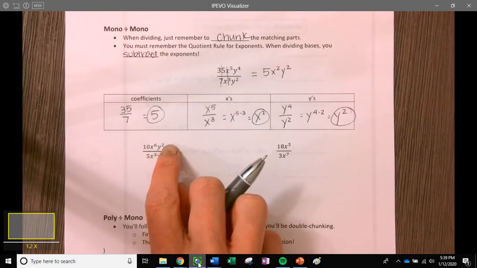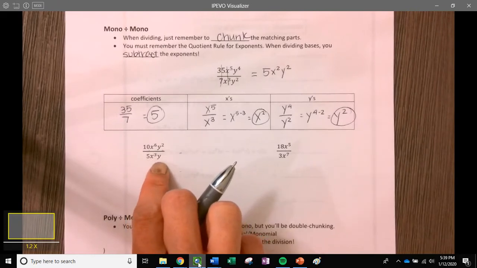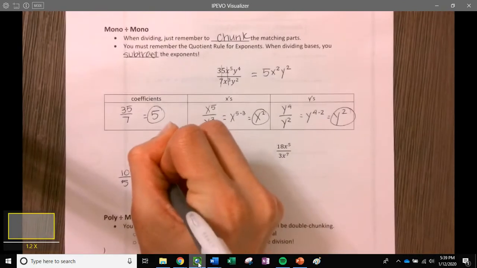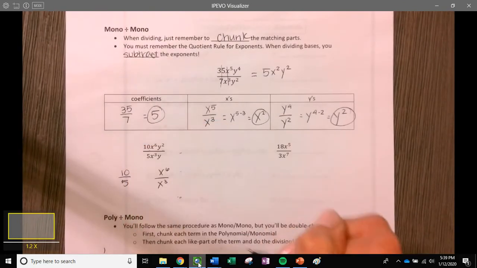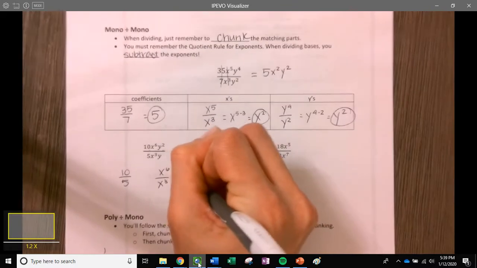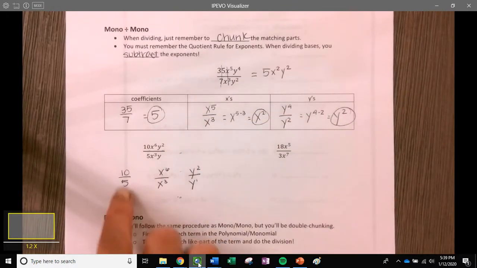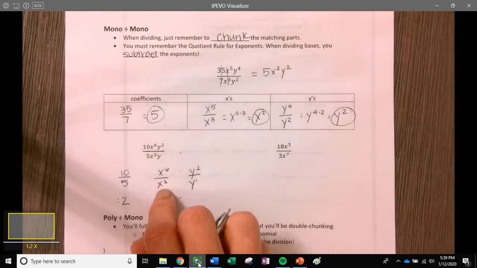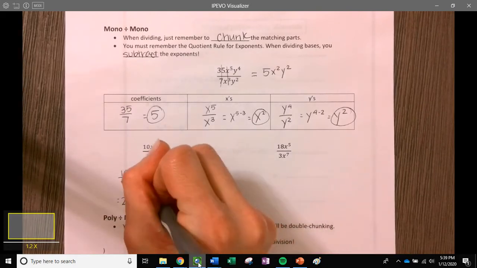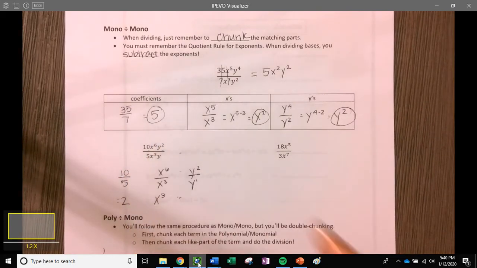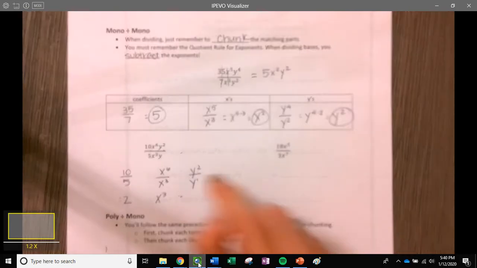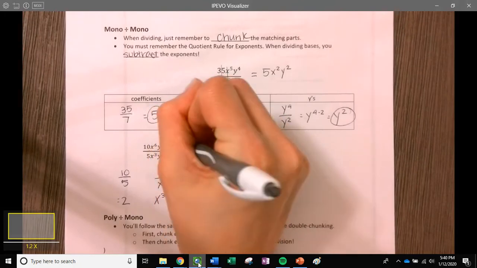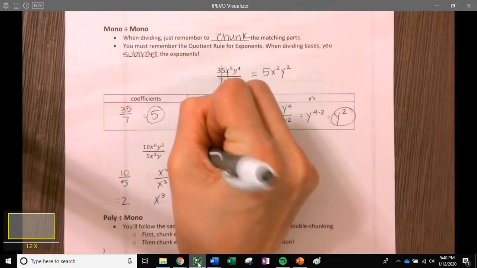10x to the 6th y squared divided by 5x cubed y. So let's chunk the parts. 10 divided by 5, x to the 6th divided by x to the 3rd, and y squared divided by y, or y to the 1st. So 10 divided by 5 gives me 2. X to the 6th divided by x to the 3rd, what's 6 minus 3? It's 3. And y squared divided by y to the 1st, what's 2 minus 1? It's just 1. So we can write our answer as 2x to the 3rd y.